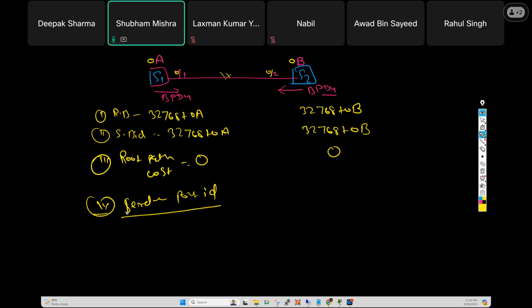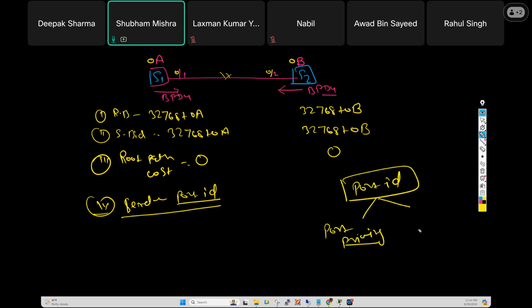But focus. Sender port ID. What is sender port ID? Sender port ID means the port ID by which a sender device is sending the BPDU. Are you getting my point? So first of all, try to understand here, port ID. Port ID is made up of two things. First one is port priority and port number, or you can say interface number.